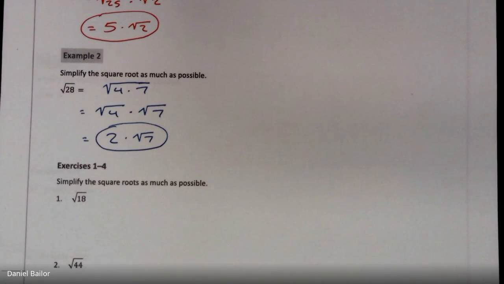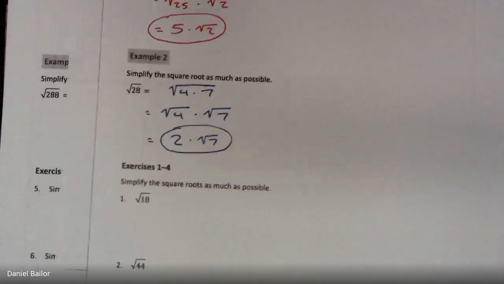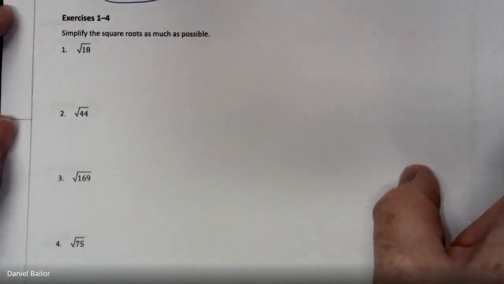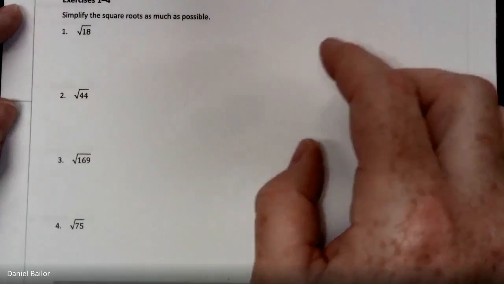So you can see your goal here is to find the factors that will help you simplify. How about you try this yourself a little bit with exercises 1, 2, 3, and 4. There are 4 square root problems.